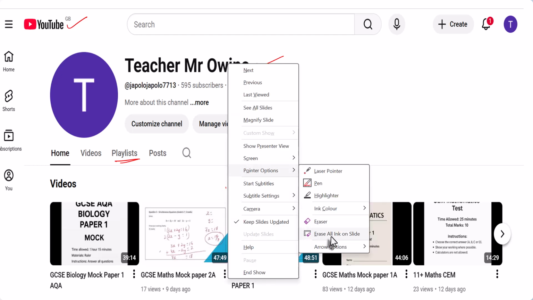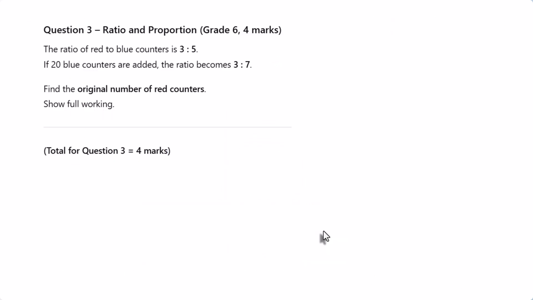We're going to go to the next one. The next one is going to be question 3. So pause the video and try question 3. You don't need to use a calculator for question 3.